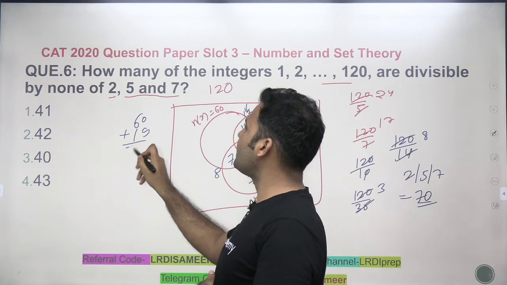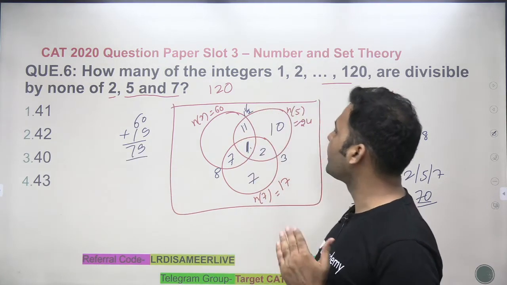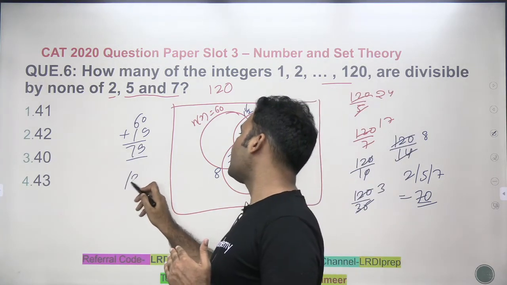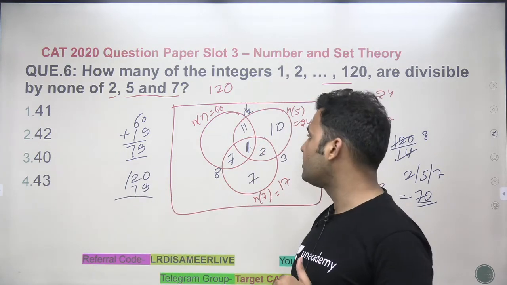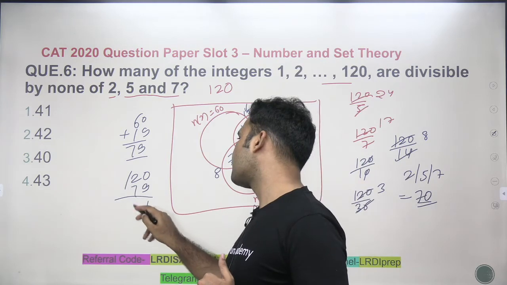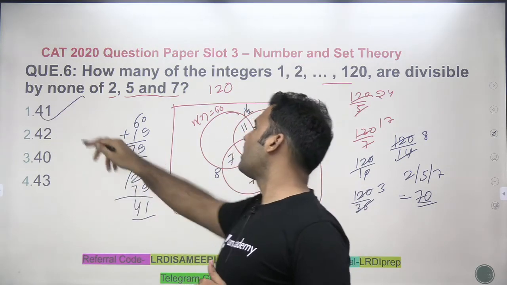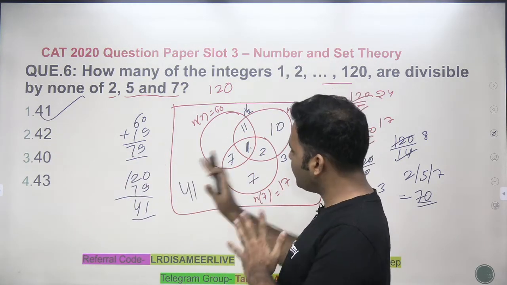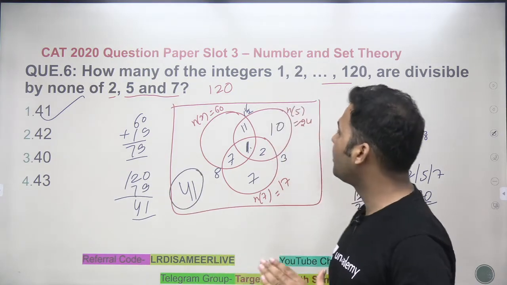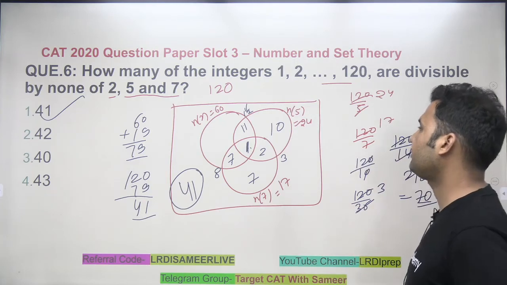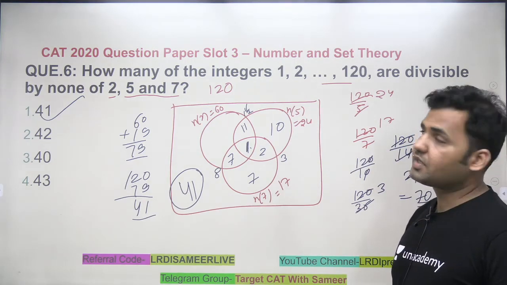So I have 79 numbers divisible by 2, 5 or 7. So out of 120 numbers, there are 79 numbers which are divisible by 2, 5 or 7. The rest of the numbers will be 41. So there are 41 numbers which will be outside of this set. That means these are those numbers which are not divisible by either 2, 5 or 7. This was question number 6, guys.